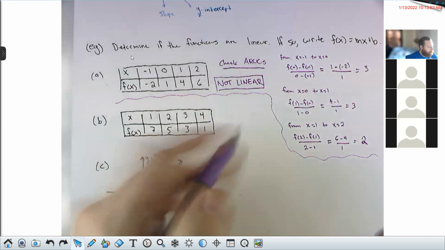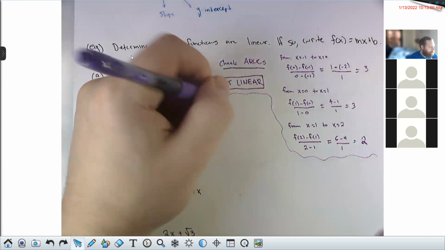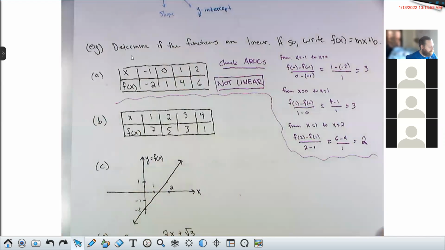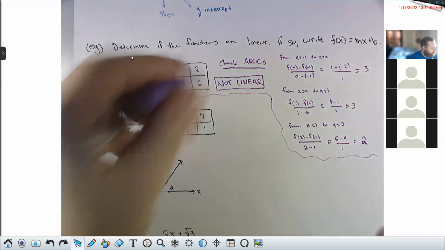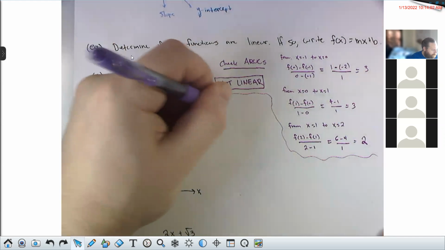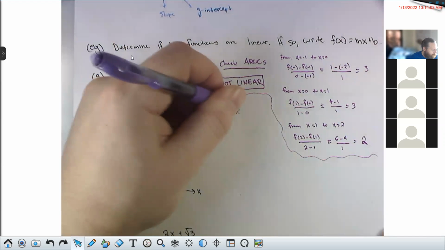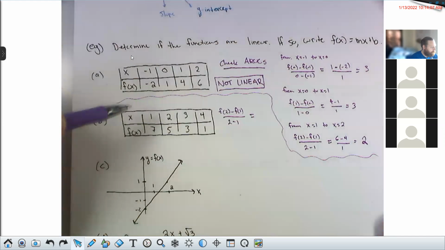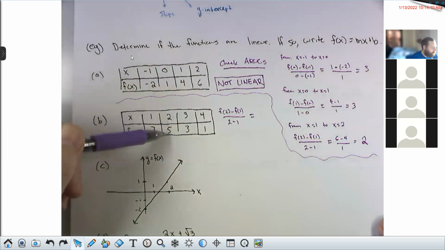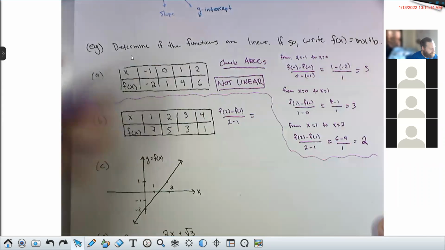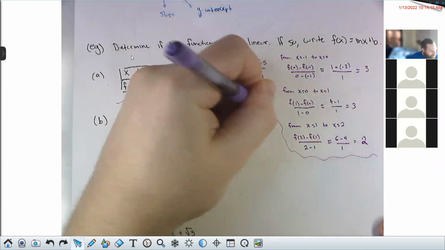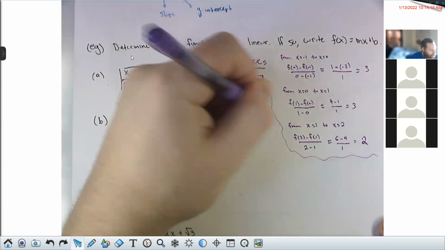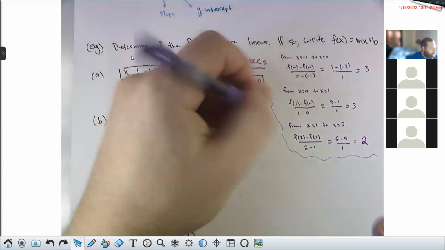Do the same thing for part B. I'm just going to write them out here instead of writing all the words too. So if I look first at f of 2 minus f of 1 over 2 minus 1, what do I get? f of 2 is 5, f of 1 is 7, so that's 5 minus 7 over 2 minus 1, which is 1. That's negative 2.